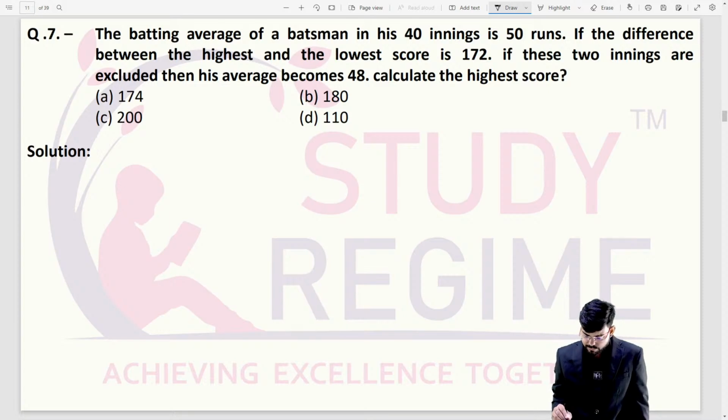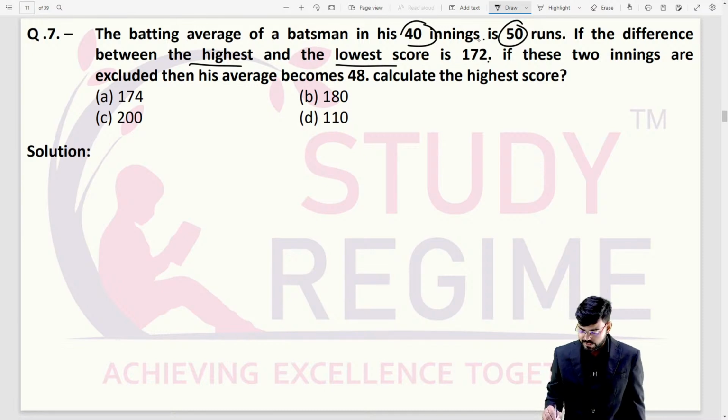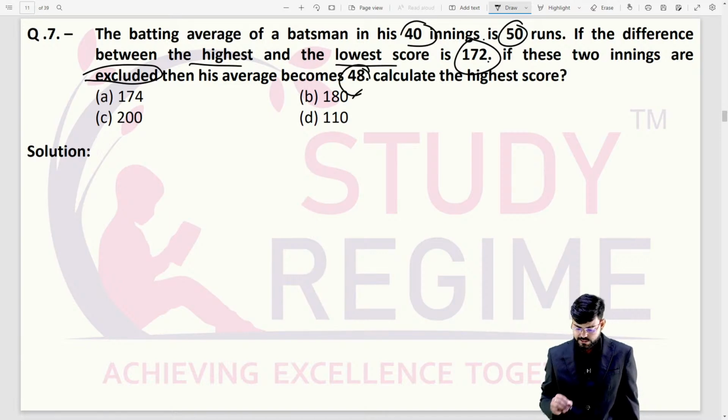The batting average of a batsman in his 40 innings is 50 runs. If the difference between the highest and the lowest score is 172, what is given? The difference between the highest runs made by the batsman and the lowest runs made by the batsman is 172. If these two innings are excluded, that means these innings are removed, then his average decreases by 2 runs, that is 48. So I have to calculate the highest run which is made by the batsman.